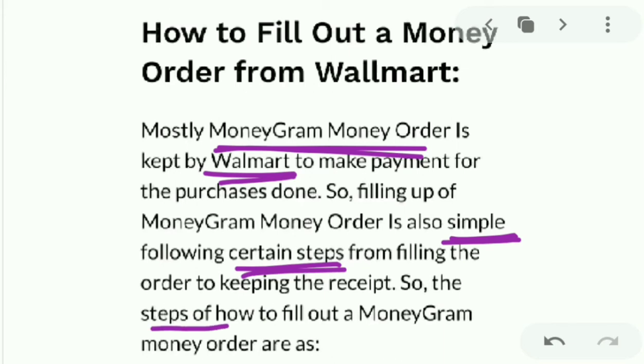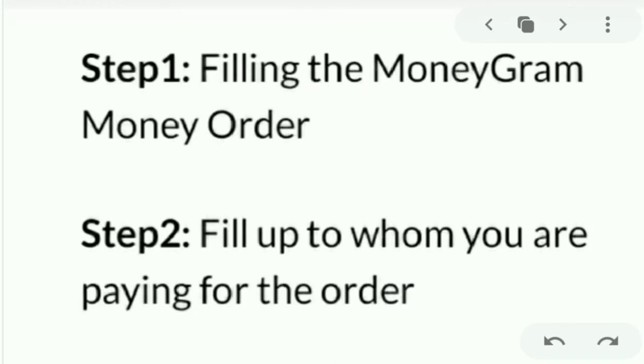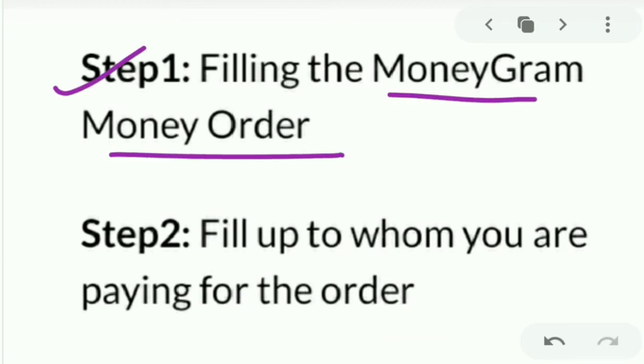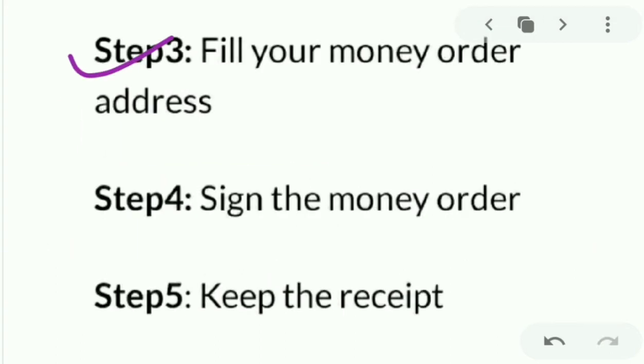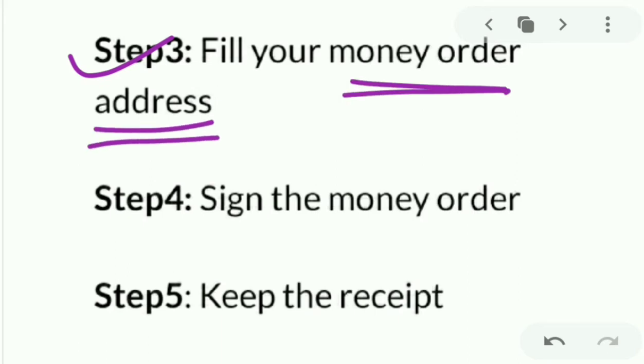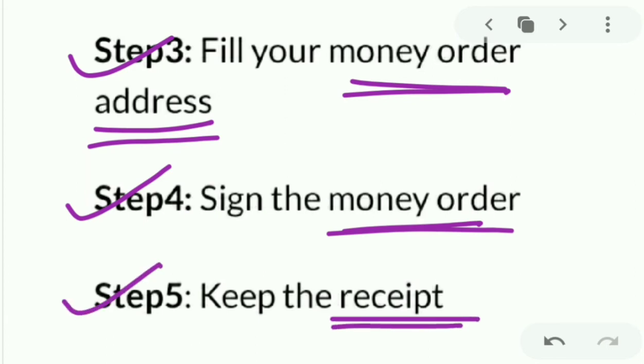Some of the steps of filling out the MoneyGram order are as follows. Step 1, you need to fill out the form that is available for the money order. Step 2, fill out to whom you are making the payment. Step 3, fill out your address. Step 4 involves signing the money order. And step 5 is keeping the receipt of the money order.